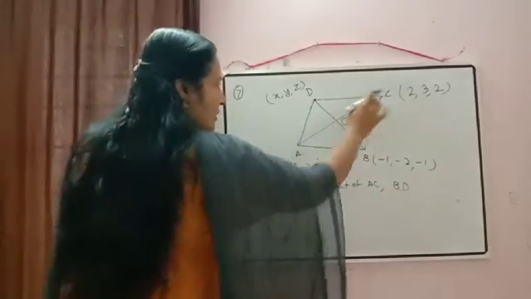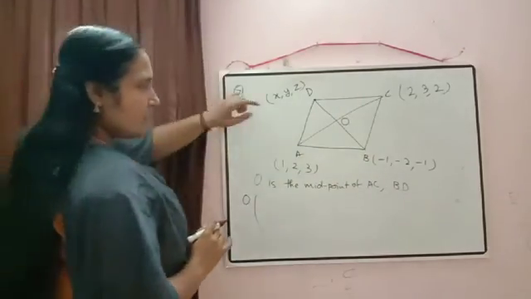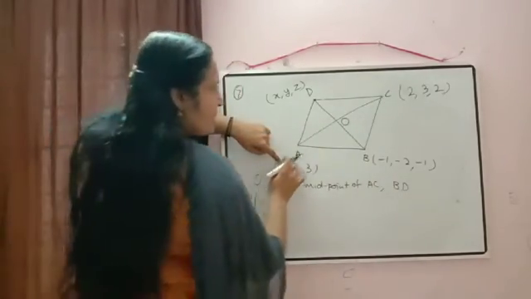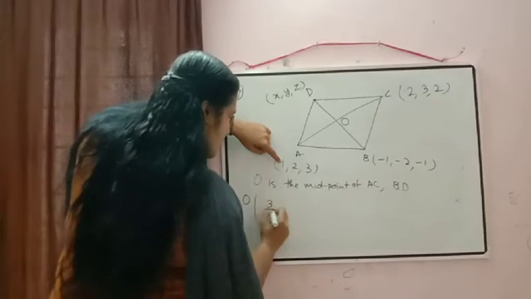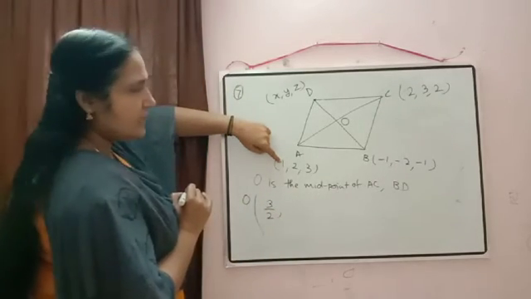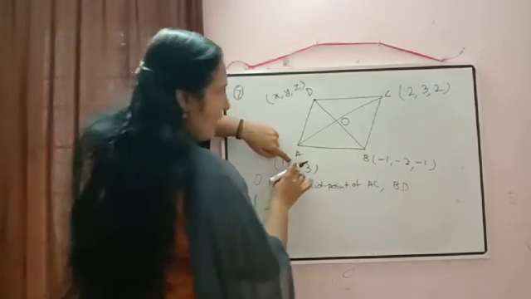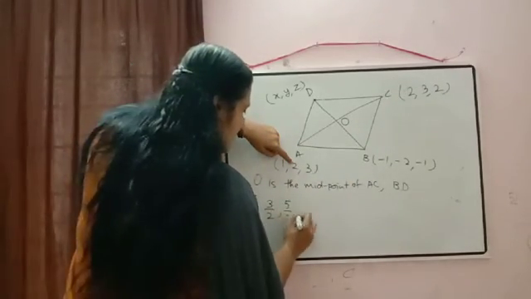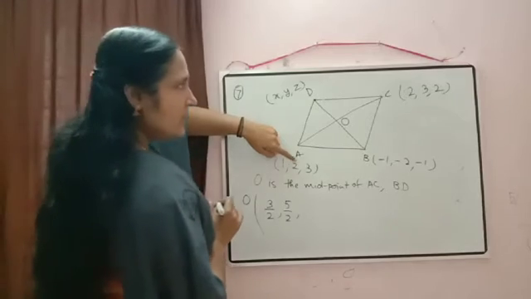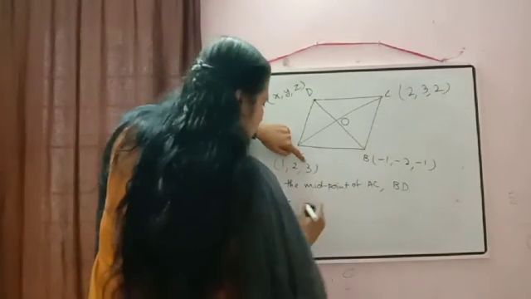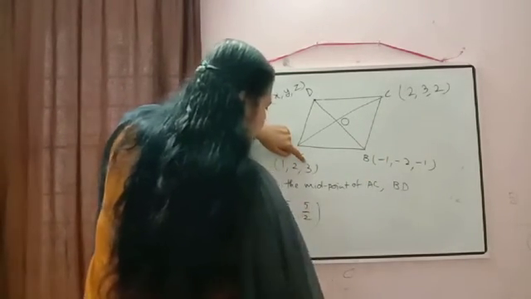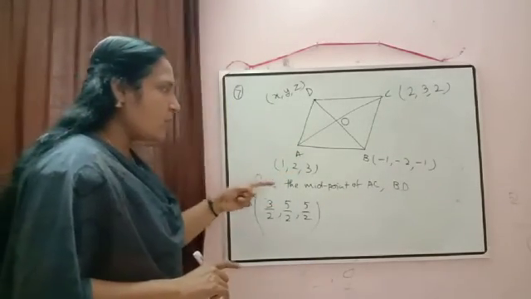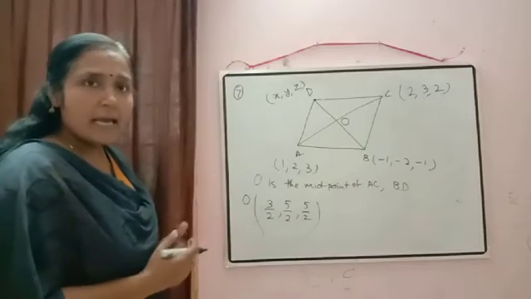O is the midpoint of AC. So according to the formula, what will come? (x1 plus x2) divided by 2. So 1 plus 2 is 3, and 3 divided by 2 is 3 by 2. Then next, (y1 plus y2) divided by 2. 3 plus 5 gives 5 by 2. Next one, 3 plus 2, again we are getting 5 by 2. This is the coordinate of O when we have taken O as the midpoint of AC.